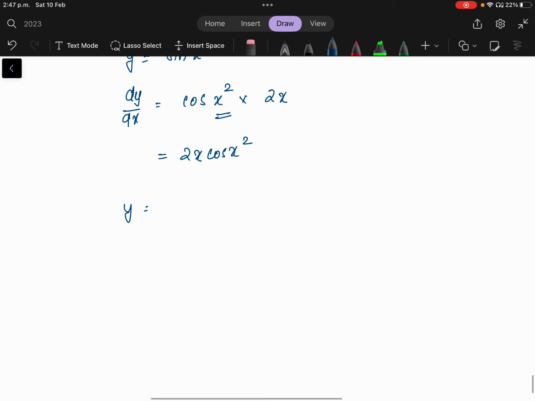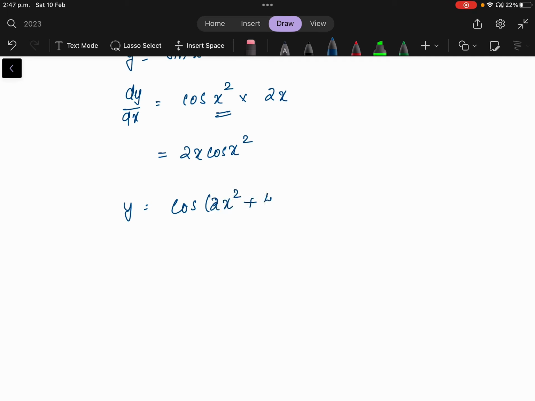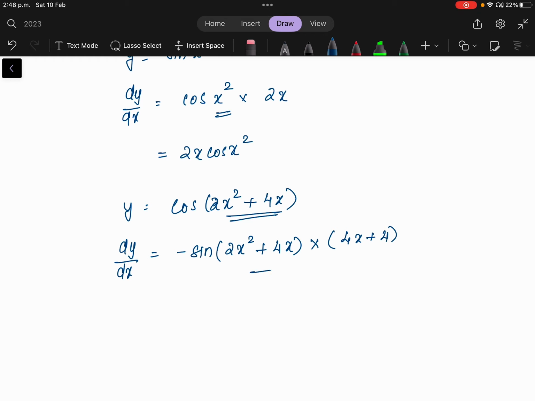Another example, y is equal to cos of 2x square plus 4x. So d over dx: the differentiation of cos x is minus sin x, so it is minus sin of 2x square plus 4x, and since it is anything other than x, you have to differentiate that again, so that will be 4x plus 4.